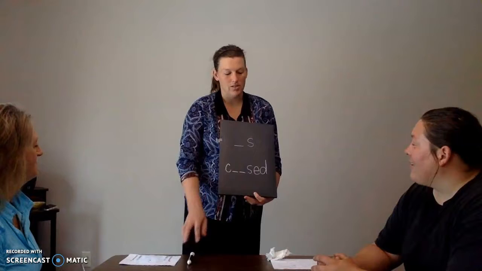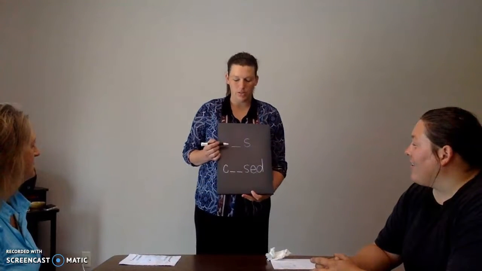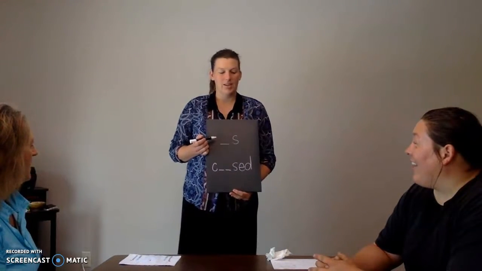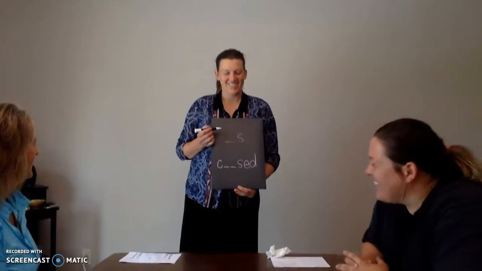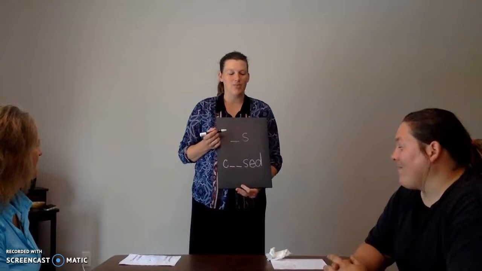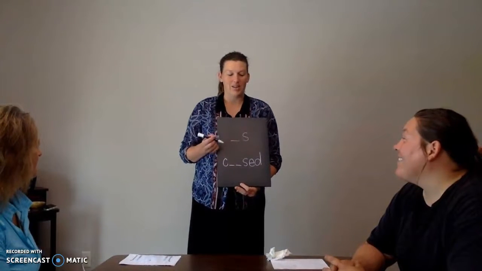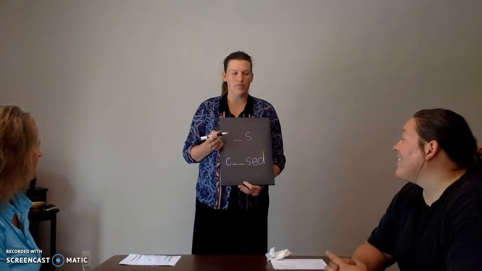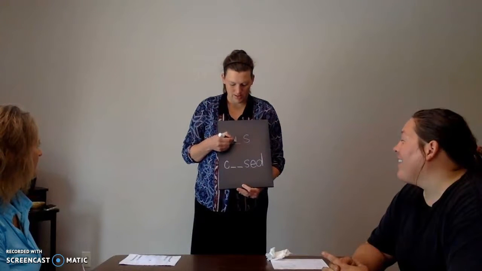I-S, is. Okay, so the word on the board is the word is. Can you tell me what sound is missing from this word? It. Yes. So what letter makes that sound? I. All right, so say I so I can write it. I.